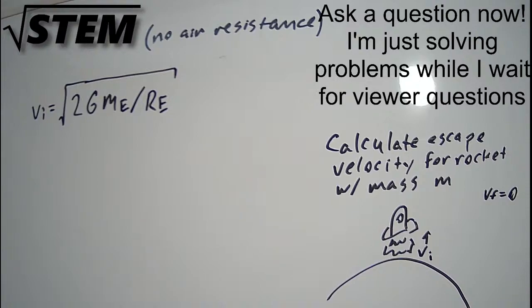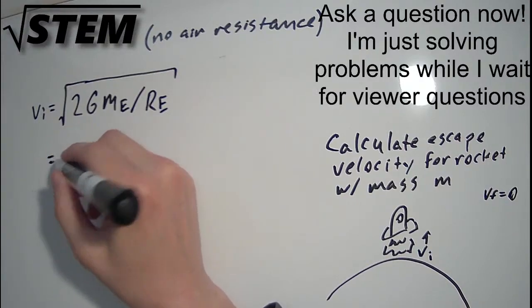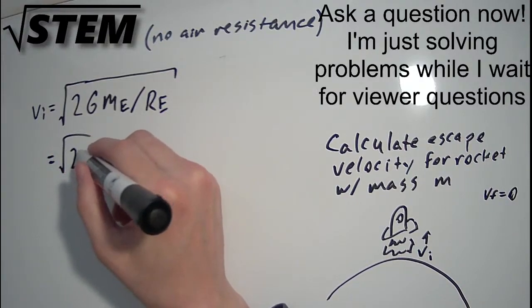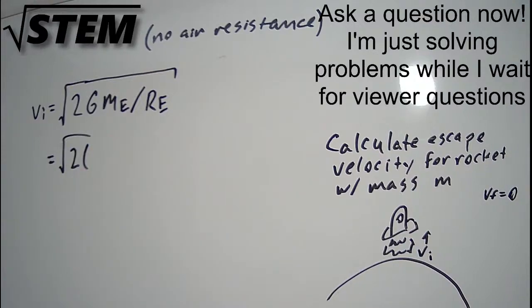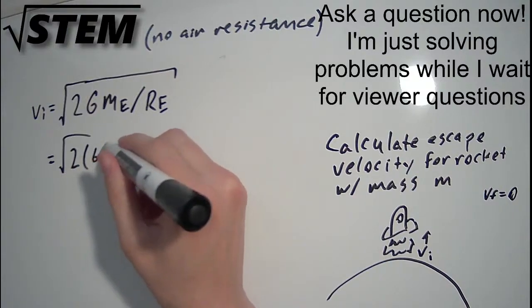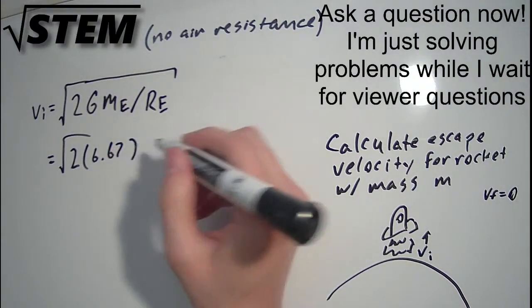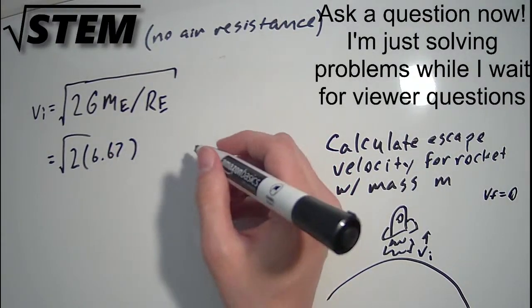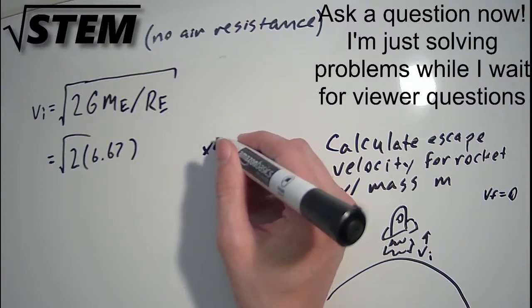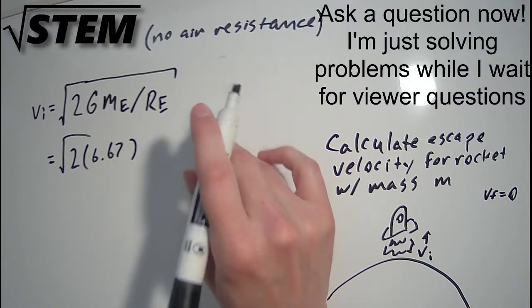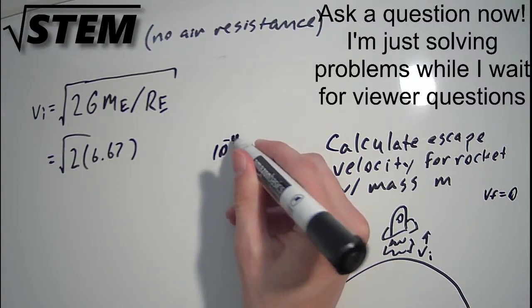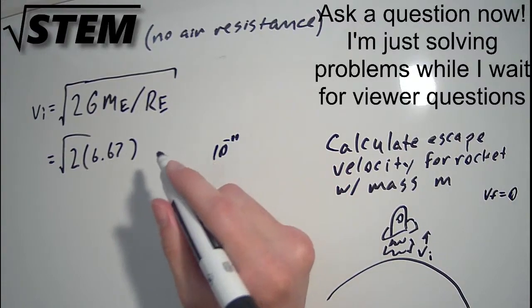Okay, so let's try to plug in some numbers now. We've got the square root of 2 times 6.67, and we'll have a 10 to the minus 11 from that out of the end.